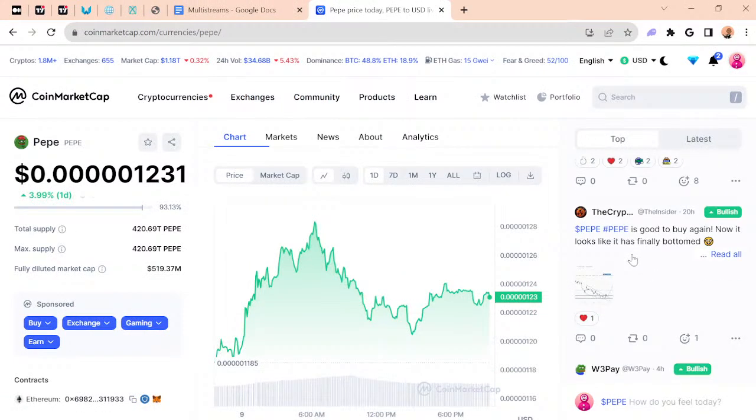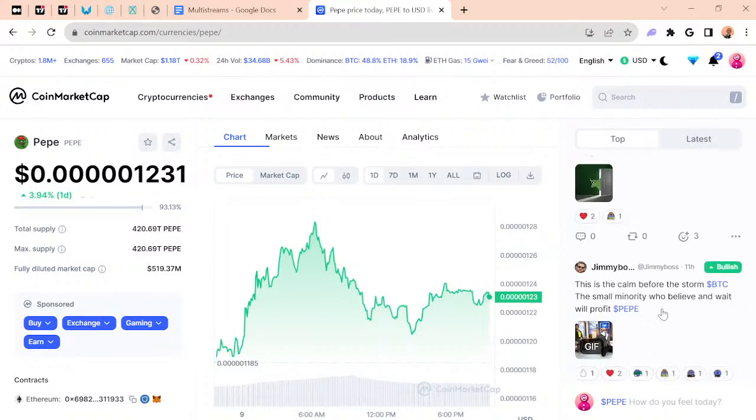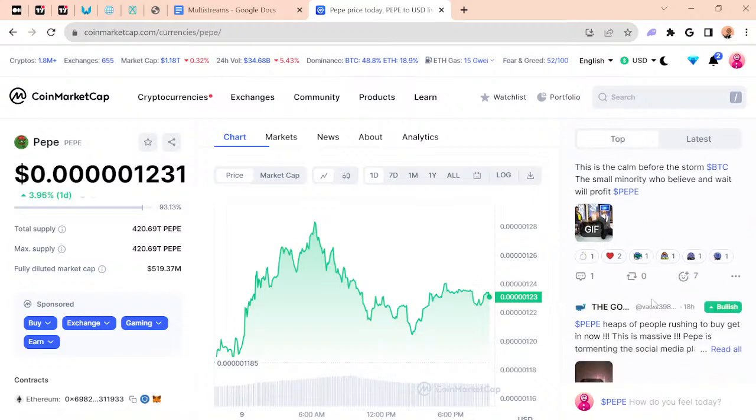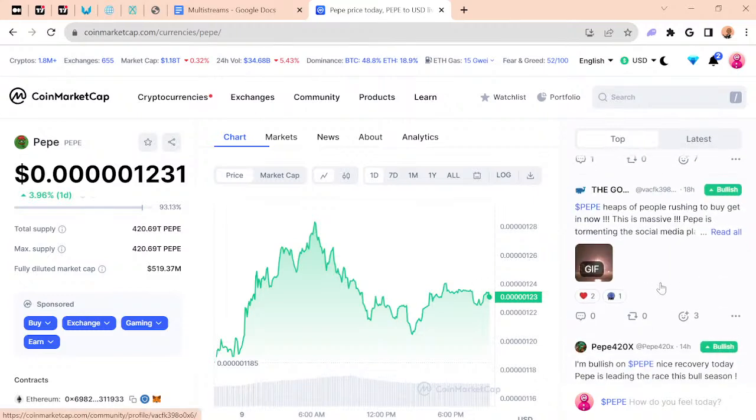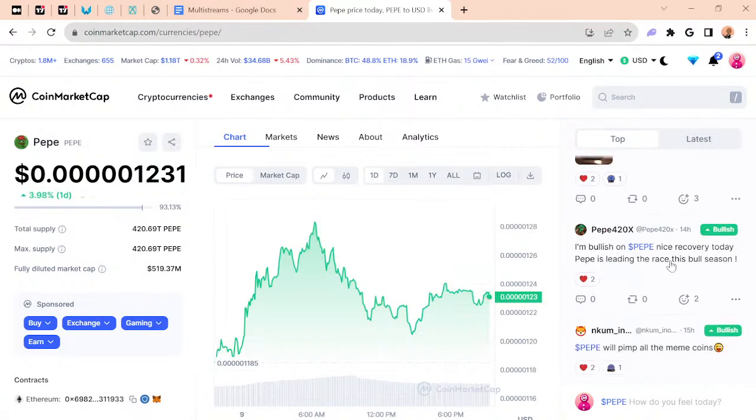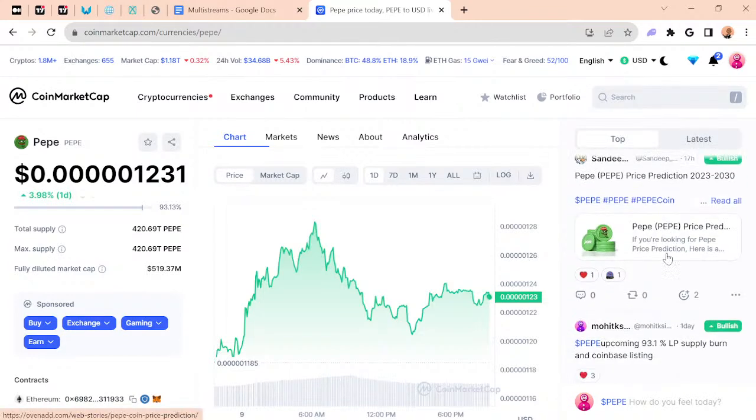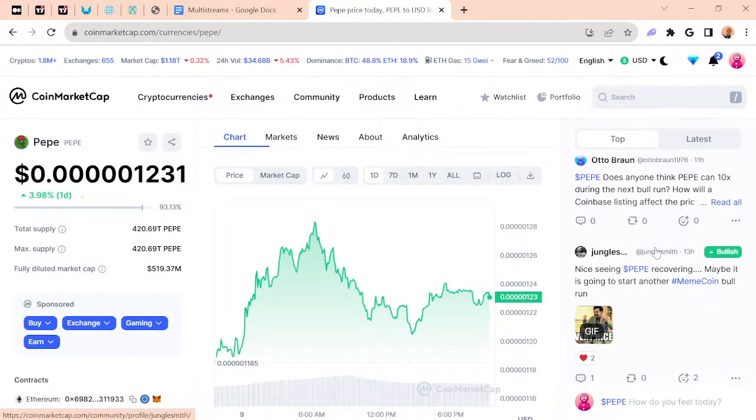So let's see those who are talking about Pep. Wow! Can you imagine that? This guy posted this on his charts some hours ago. Can you see that? This is the calm before the storm. BTC, the small minority who believes will profit. These are just some tweets on meme coins on this platform. Okay.